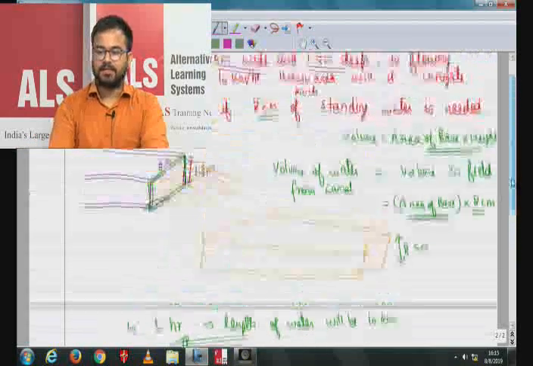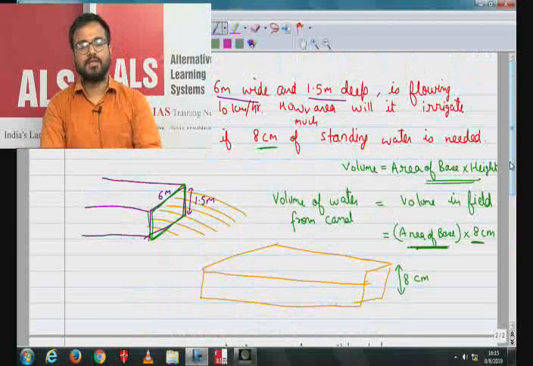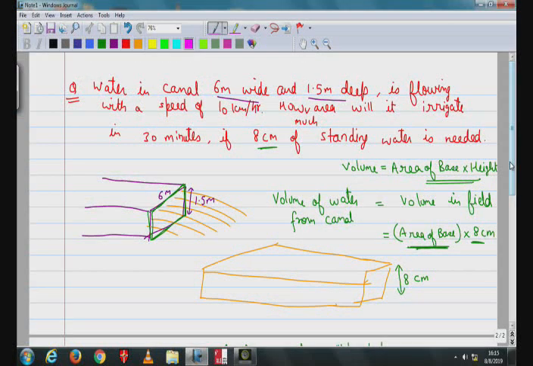See, this was the question. There is a canal, and that canal is 6 meter wide and 1.5 meter deep. So basically, these are the dimensions of the face of the canal. You can see the face of the canal is in the shape of a rectangle, with dimensions 6 and 1.5.